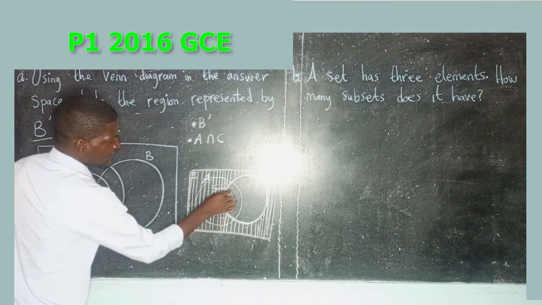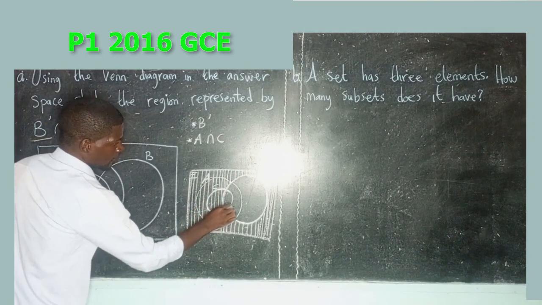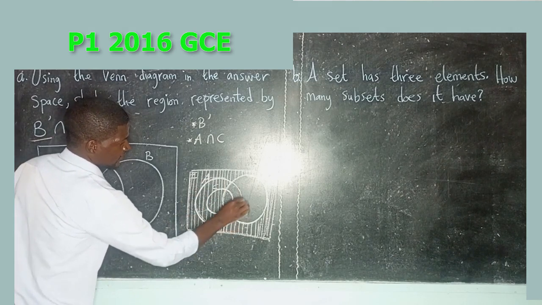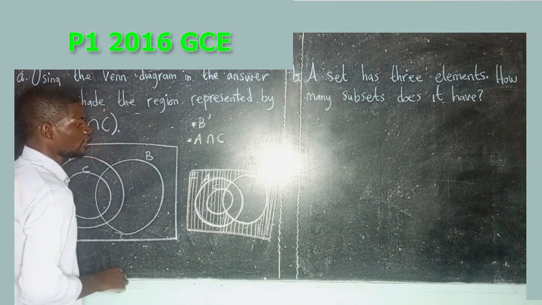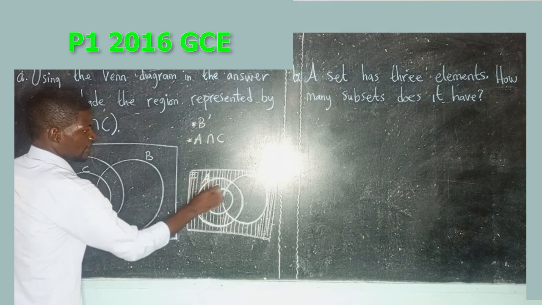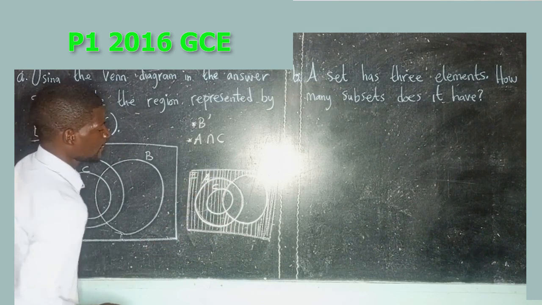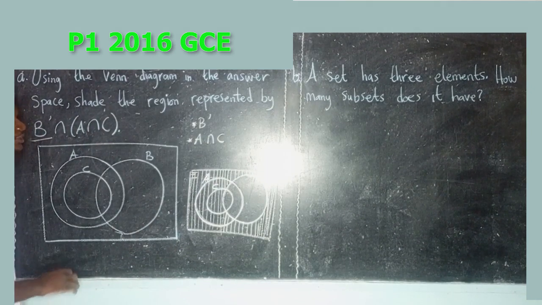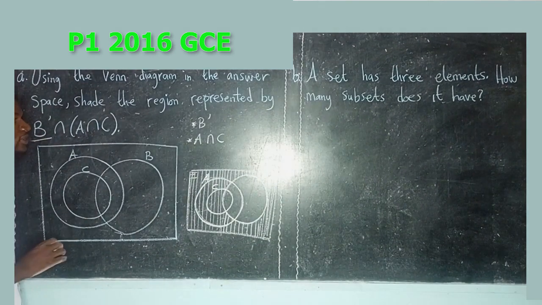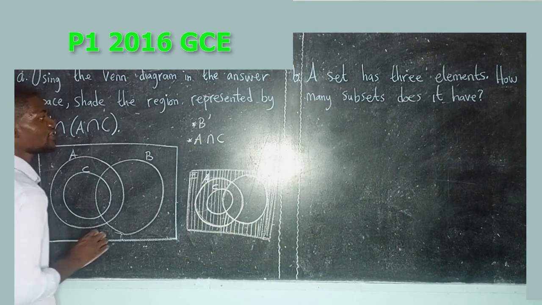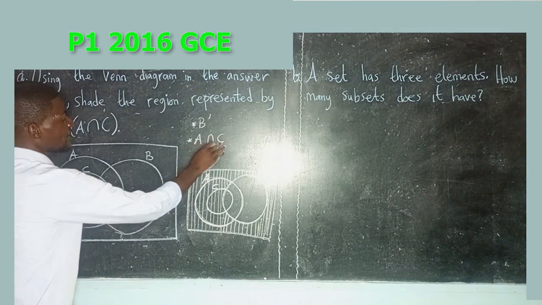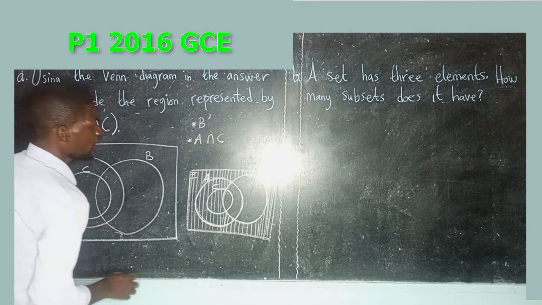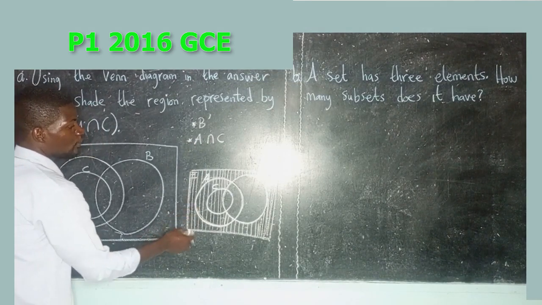So we've shaded B complement. That is our set. That's our A, that's our C there. So what we've shaded right there is B complement. Now using horizontal lines, let us shade A intersection C.